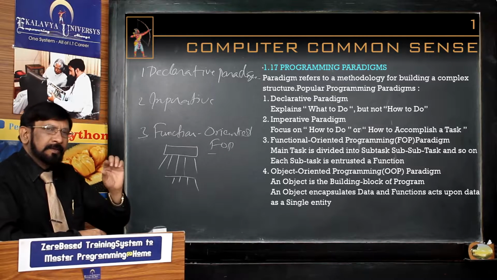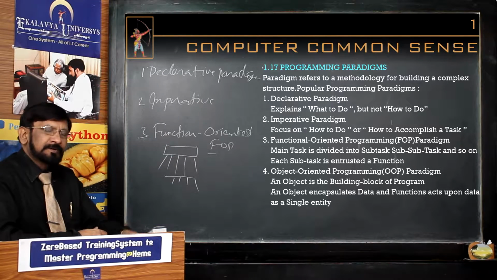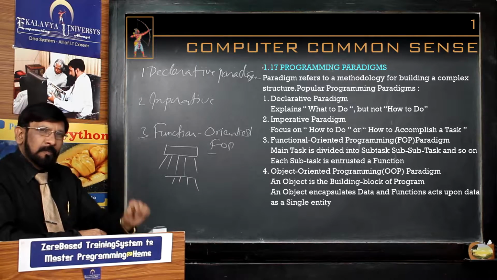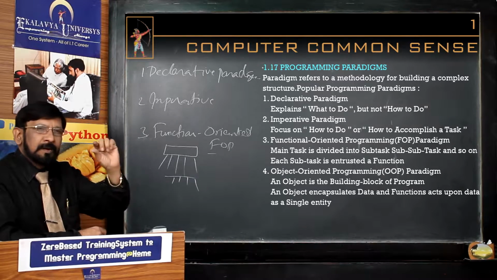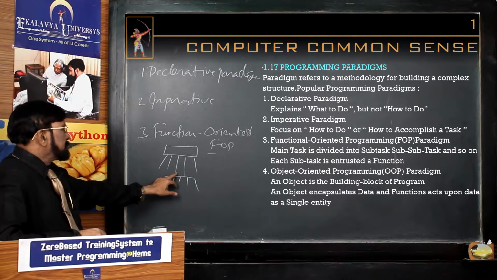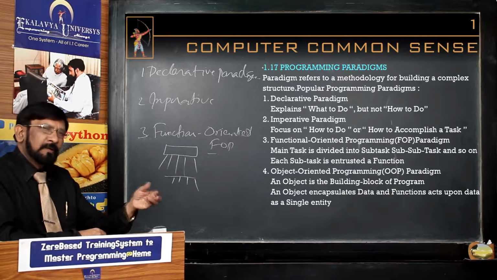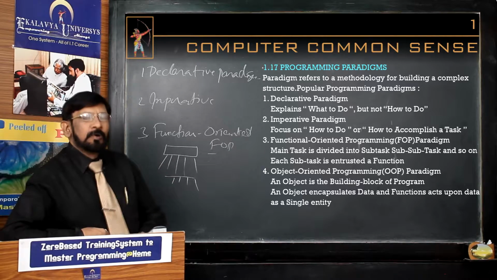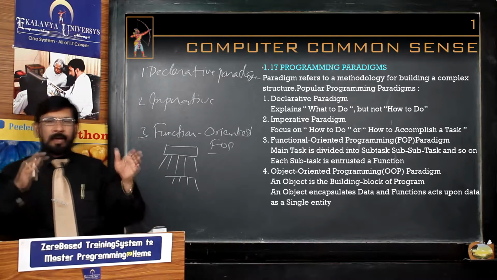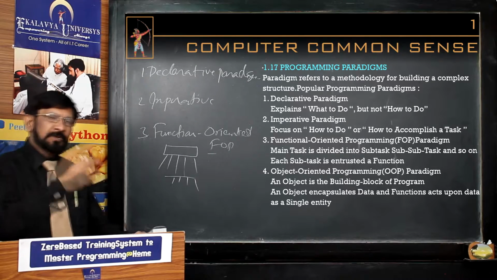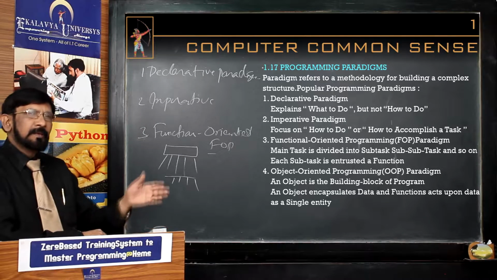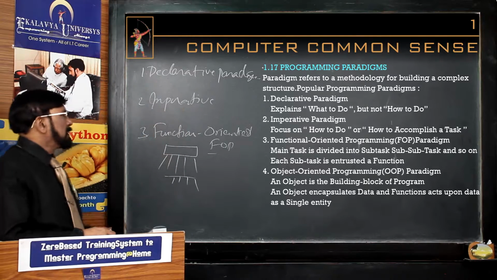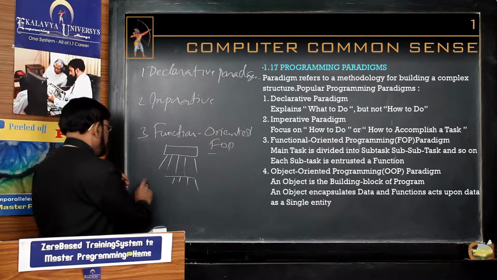Thereafter, each such subtask is entrusted to a function. A function is a specialized and simple program. It is entrusted to a function, and the function performs that subtask. So the cumulative effect of completion of all subtasks is performing the main task. That is the strategy in a function oriented programming approach.